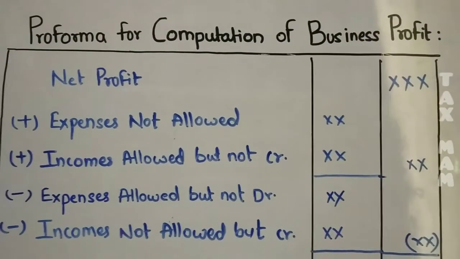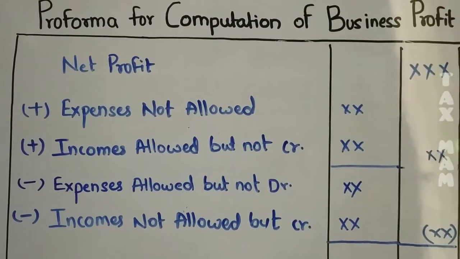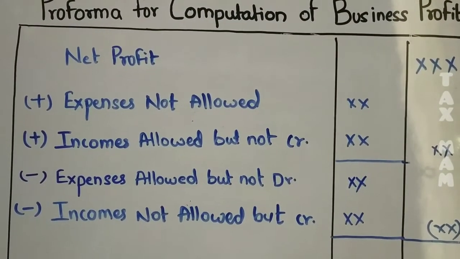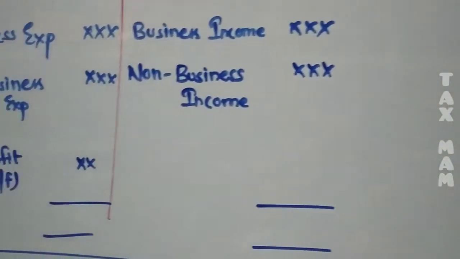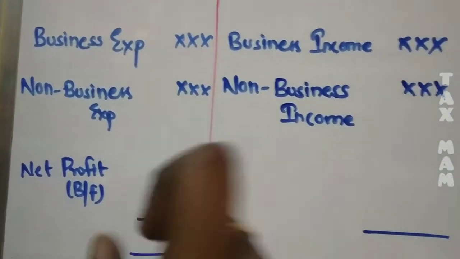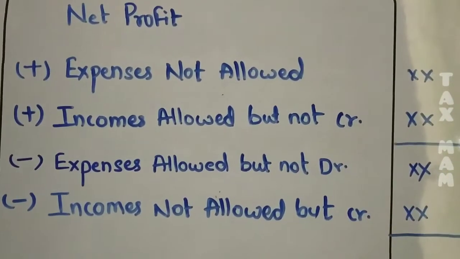As I said, our answer will start with the net profit as per the P&L account, and we will start rectifying the mistakes. So what is the first one? Expenses which are not allowed but we have deducted here. We will call this non-business expenditure. We have deducted it, so it is not allowed but we have deducted, so we are going to add it now.